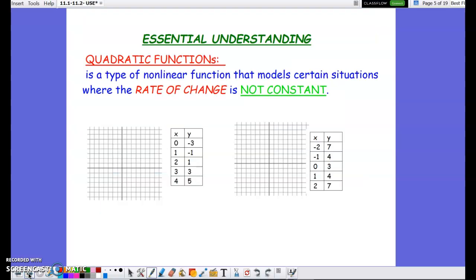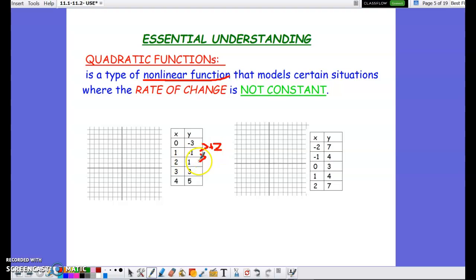So some essential understanding here is a quadratic function is a type of non-linear function, right? Linear means it's a line, so non-linear means it's not a line. That models certain situations where the rate of change is not constant. So for instance, if we looked over at this table here, we can use graphing to help, but if we look for the pattern with the y values, which we've done before, if you notice here from -3 to -1, we are adding 2.